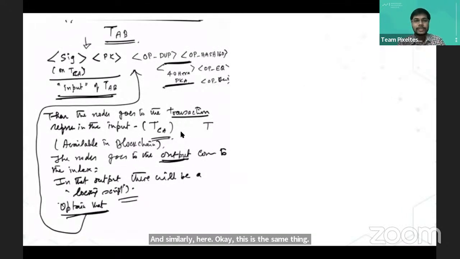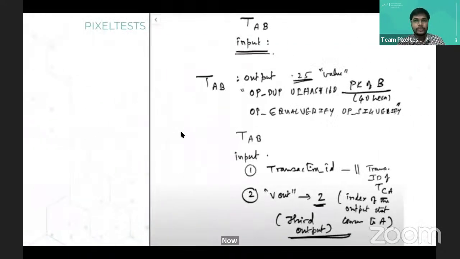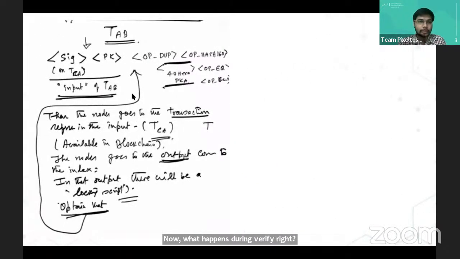Now, what happens during verification? During verification, first the signature and the public key script that you have also seen in the stack screenshot that I've shown is coming from the input of the transaction happening from A to B. So the input is going to have the signature and the public key, and after that, the other set of operations from the output are going to be obtained.